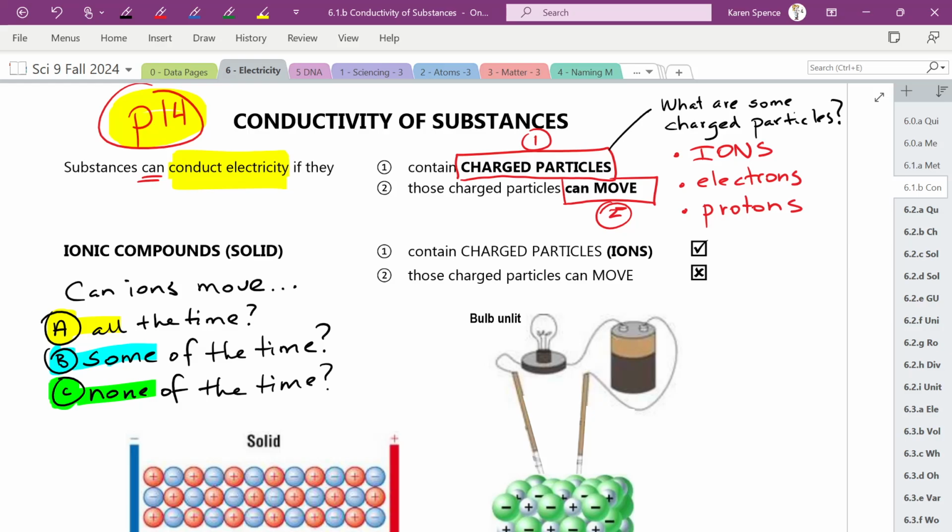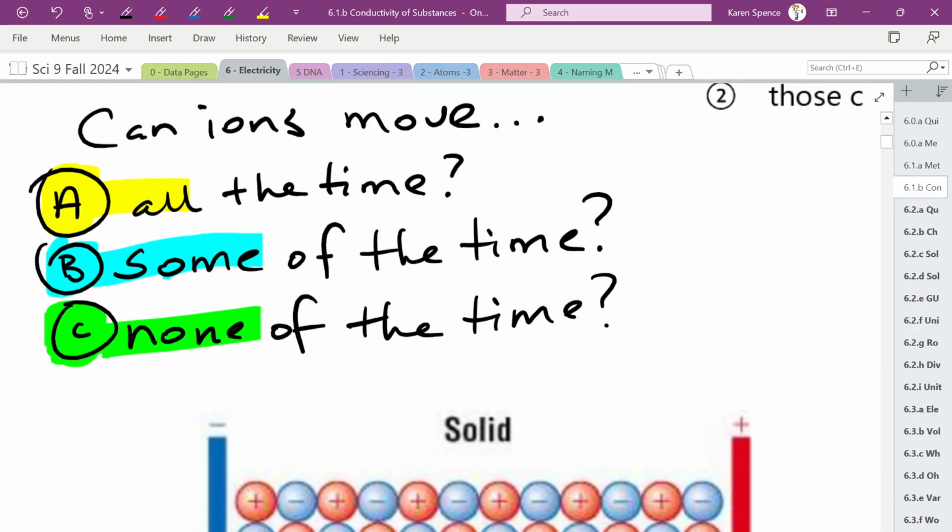So you get to vote either A all the time, B some of the time, or C none of the time. 5, 4, 3, 2, vote. Okay, I got some C's. I got some B's. All right, let's see what we got.